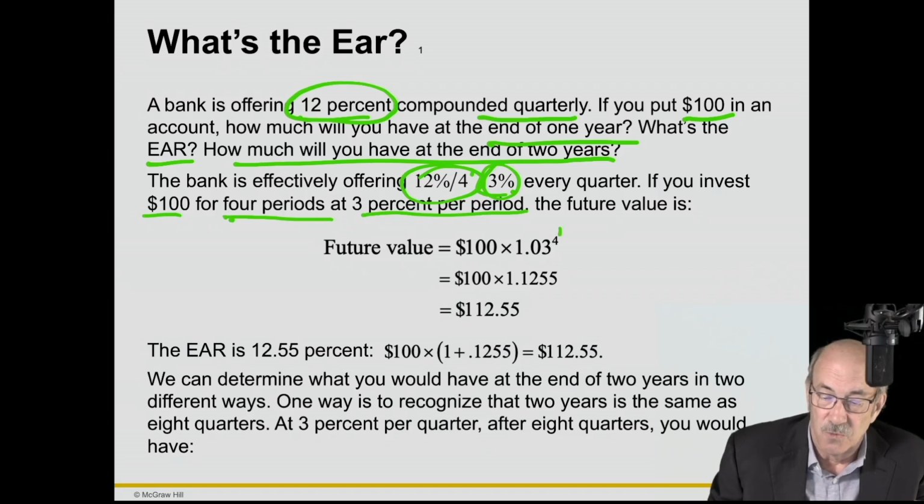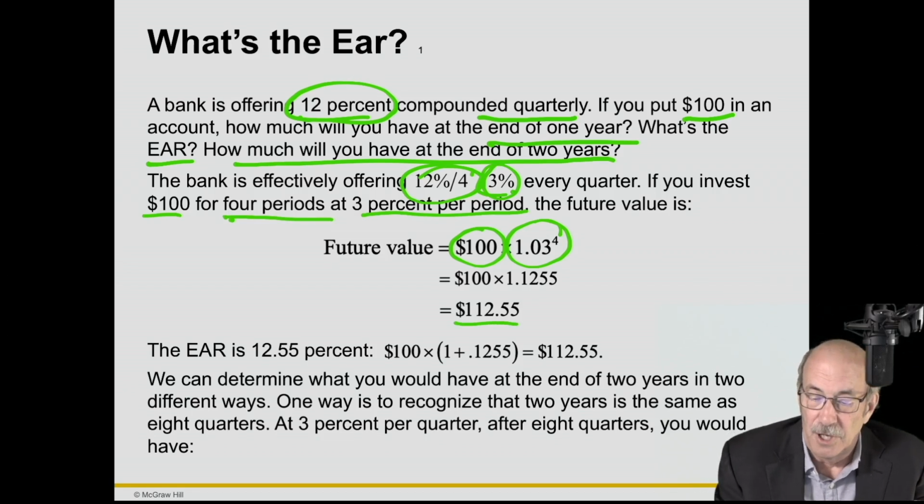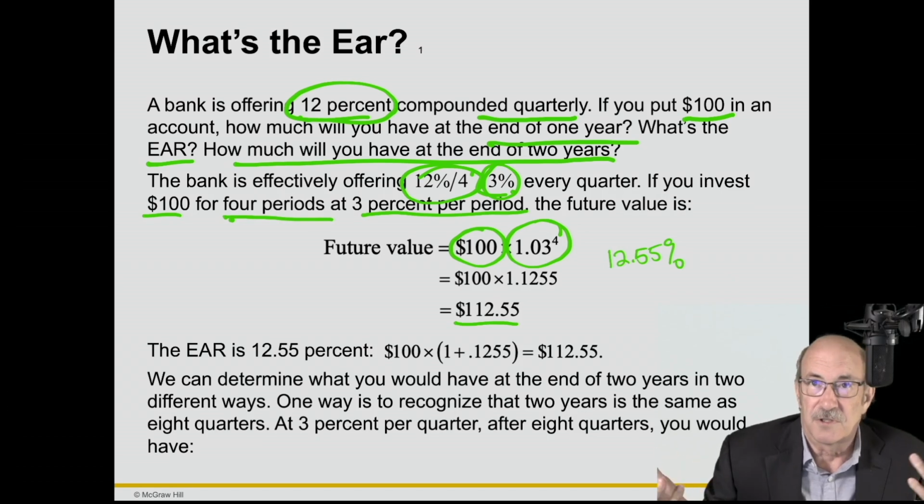And that is 1.03 raised to the fourth times our $100. And that gives us $112.55. So our EAR is actually 12.55%. Since this is 1 year, it's a really easy one to calculate. Now, if we do that for 1 more year, what would we have?